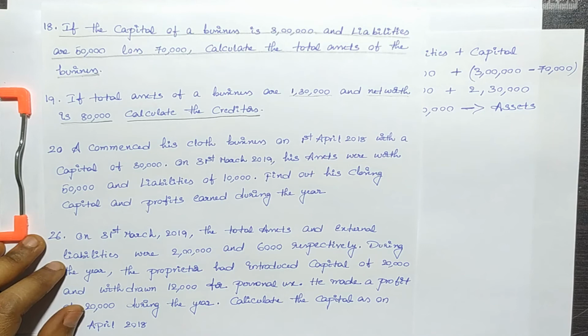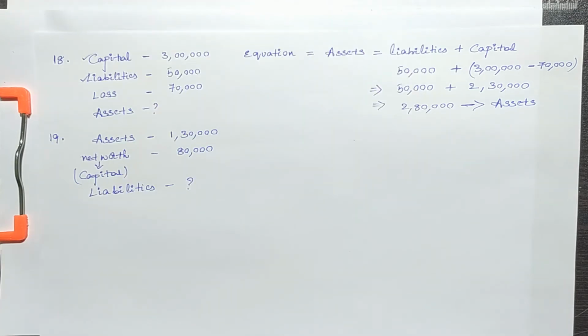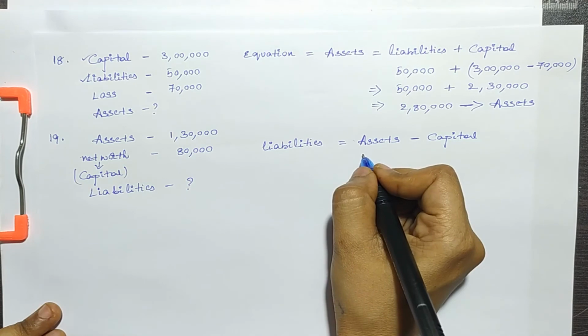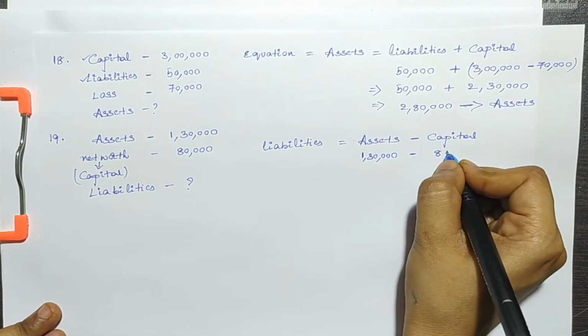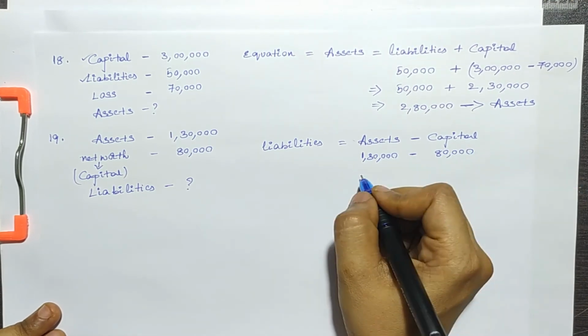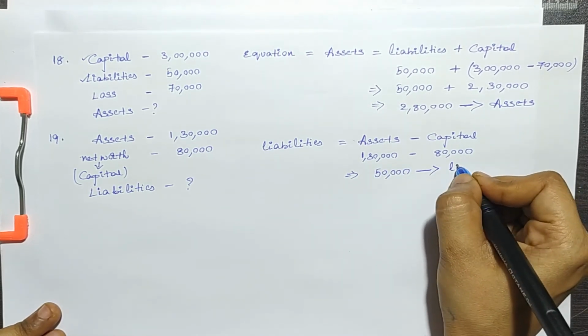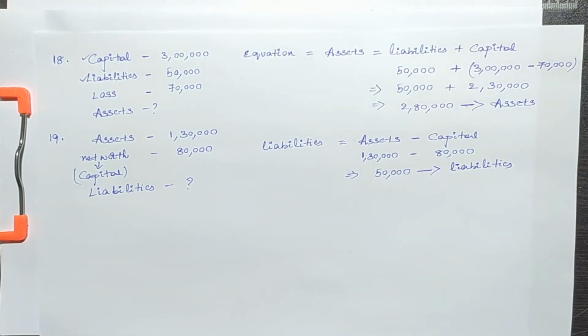Creditors are nothing but suppliers who have sold goods to the business on credit basis, not on cash basis. So business is liable to pay the money back to the suppliers. So creditors are considered as liabilities. The equation is liabilities equal to assets minus capital. Assets is 1,30,000. Capital is 80,000. 1,30,000 minus 80,000 comes to 50,000. So 50,000 is our liabilities.